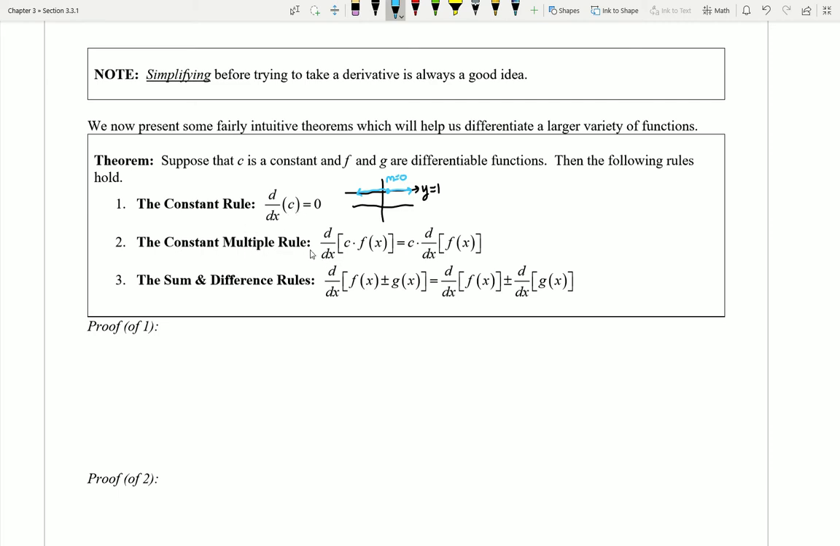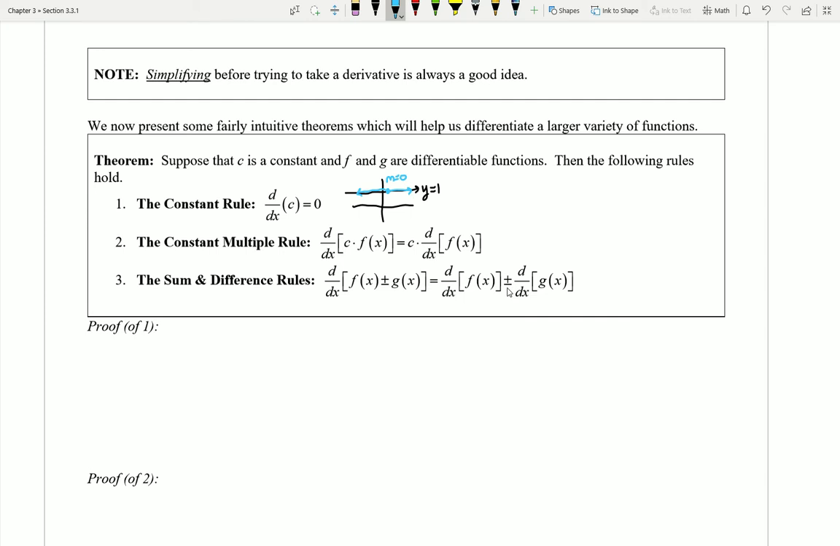The constant multiple rule states that if I want the derivative of a constant being multiplied to some other formula, I could instead just take the derivative of the complicated formula and leave the constant to multiply on after. I also have sum and difference rules, kind of like we had sum and difference rules when we were dealing with limit laws. This says if I want the derivative of two formulas being added or subtracted together, I can take the derivative of each of them and then add or subtract the results.